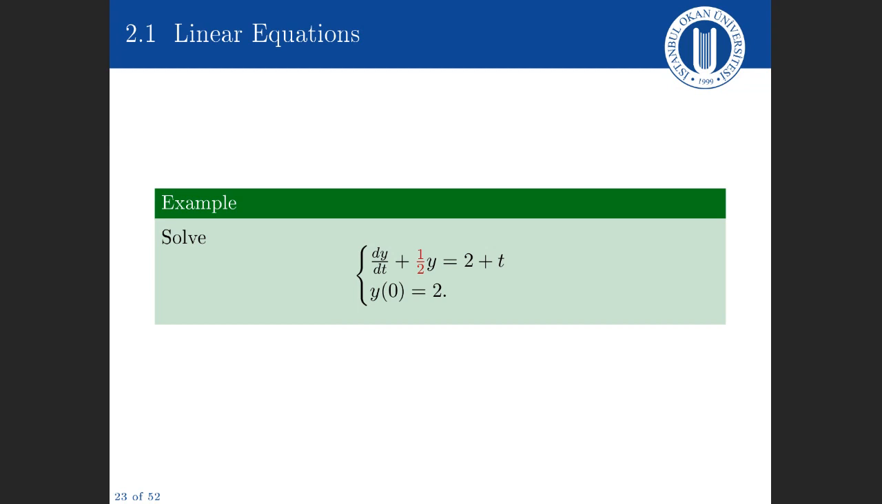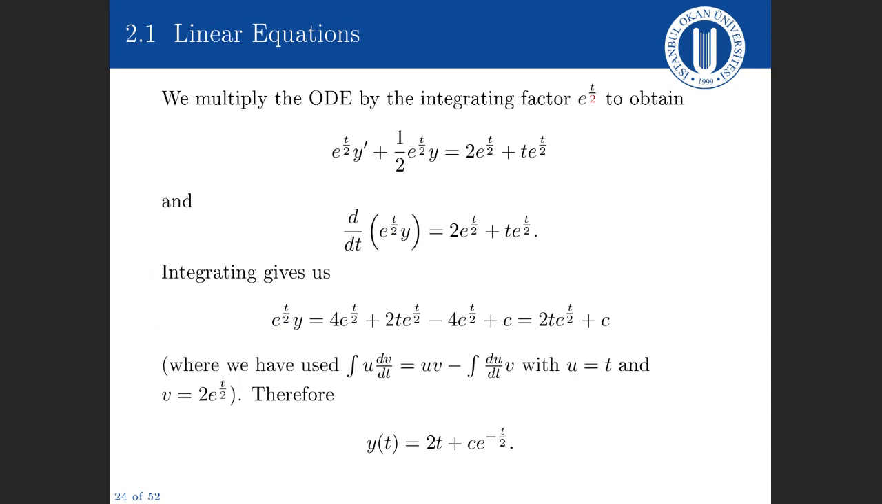An example. Solve the initial value problem. dy/dt plus half y is equal to 2 plus t, with the initial condition y of 0 is equal to 2. Here, the constant, which I've shown in red, is a half. Straight away, we know which integrating factor we want to use. We want to use e to the power a half t.